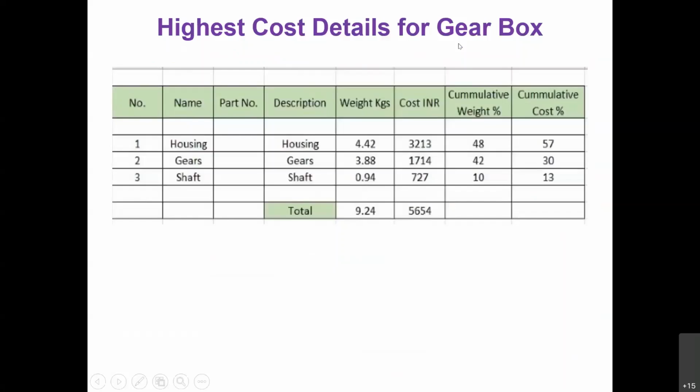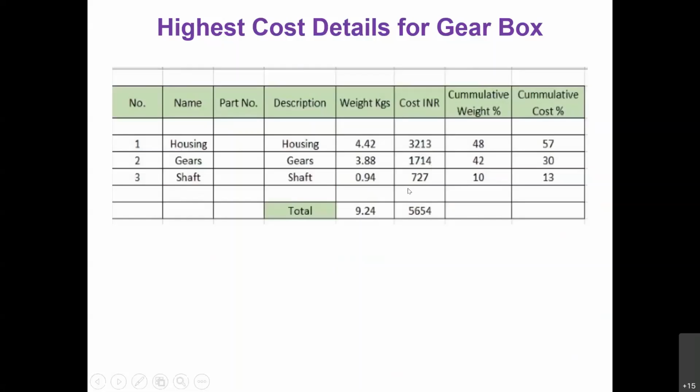Of parts, I have taken only 3 parts: housing, gears, and shaft. This is just an example that I have used for a training purpose. The housing component of a gearbox has a cost of 3,213, which contributes 48% of the overall cost of these three. Gears have 1,714 rupees, and the shaft has 727.